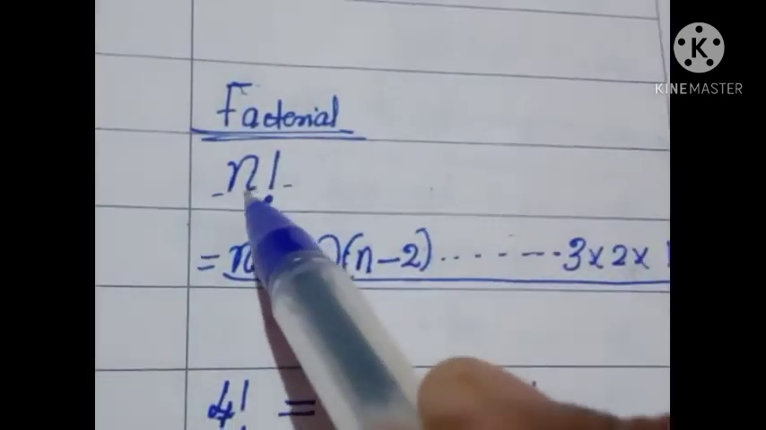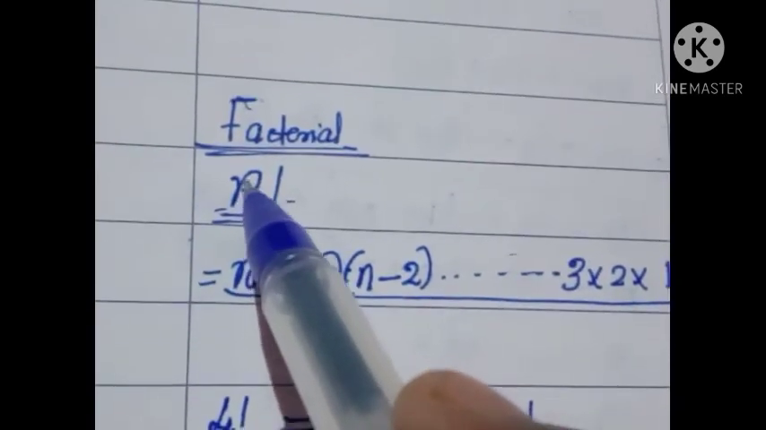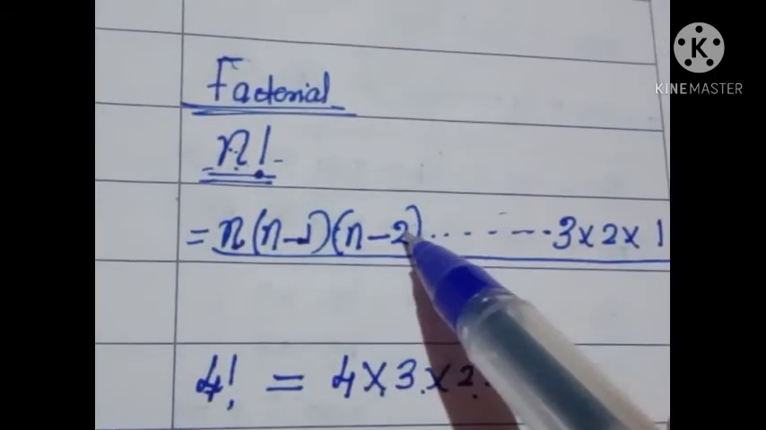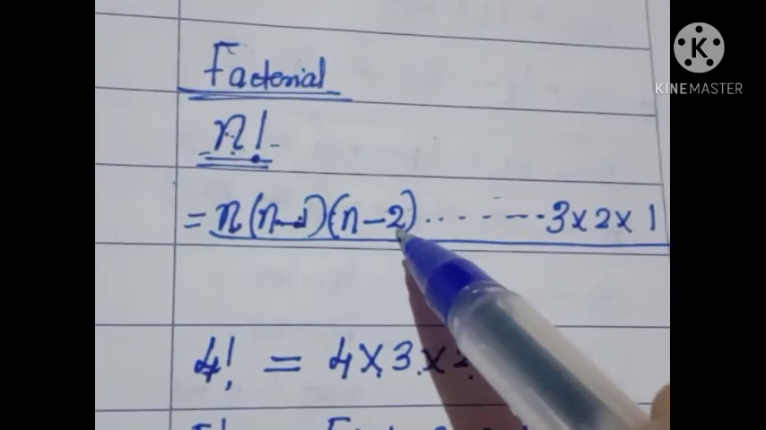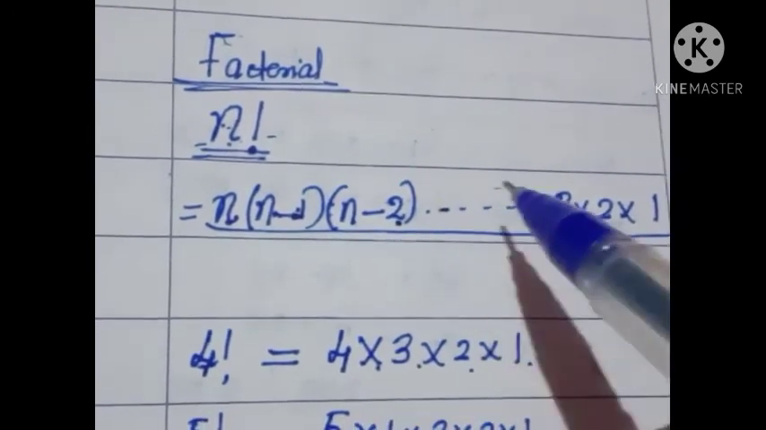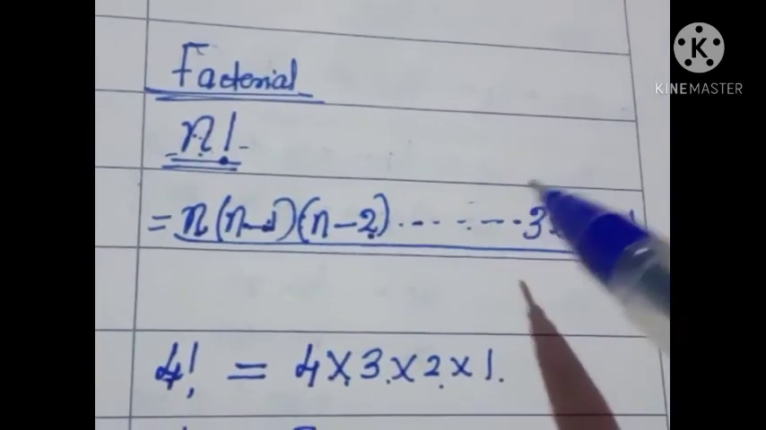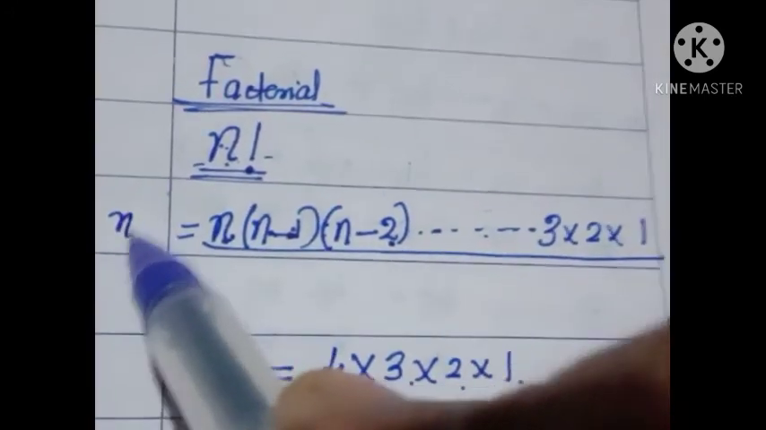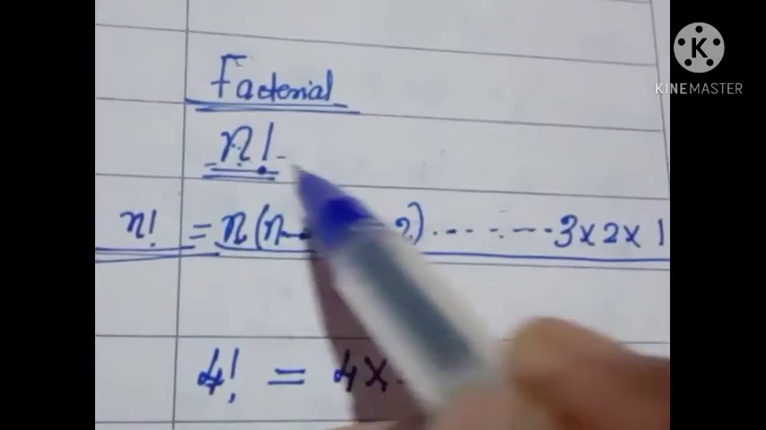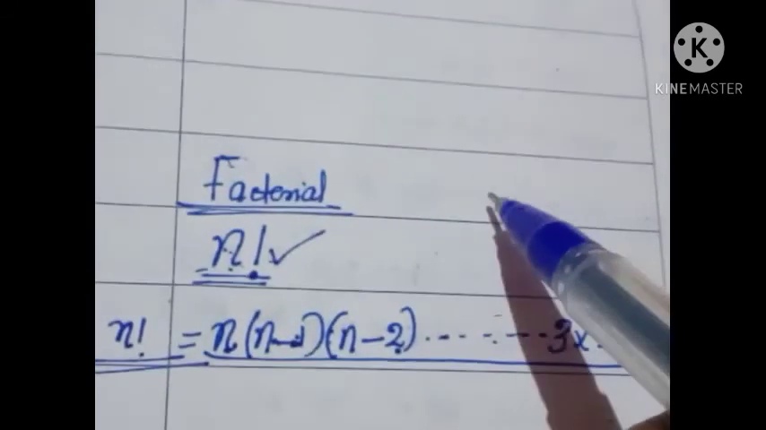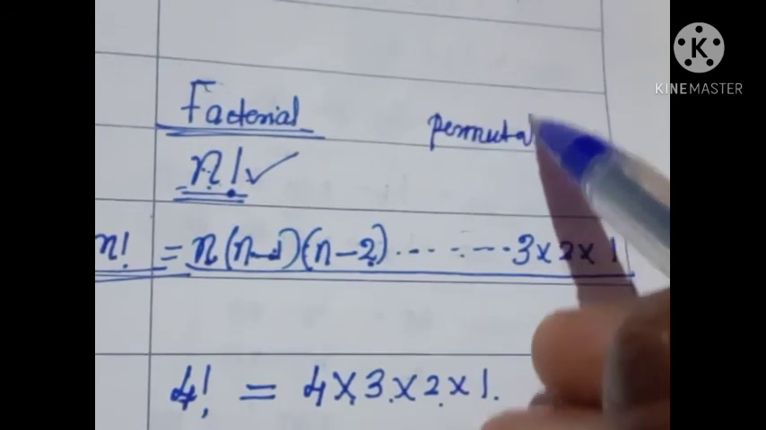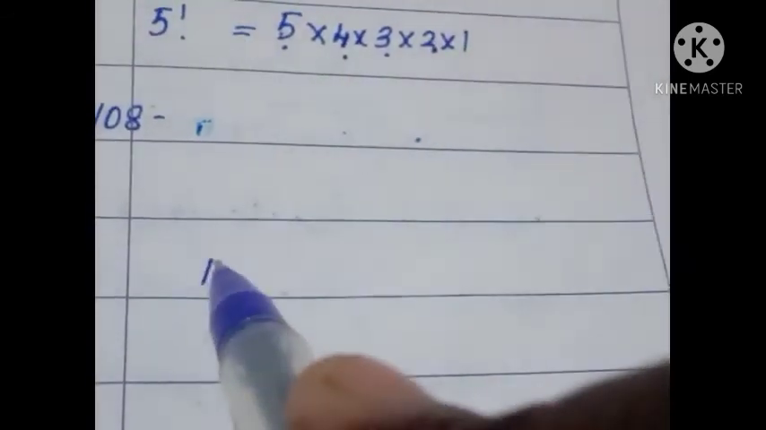Similarly, we can define n factorial starting with n: n into n minus 1 into n minus 2, n minus 3, n minus 4, decreasing down to 3 into 2 into 1. So it is n factorial. Using this factorial notation, we are defining the permutation formula. Now listen, what is 10 factorial?